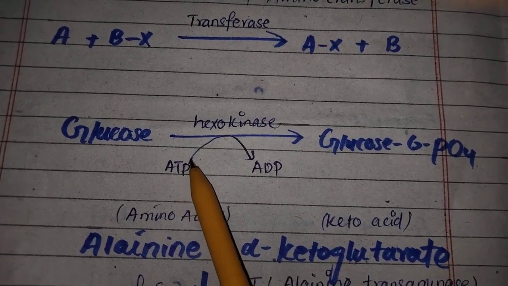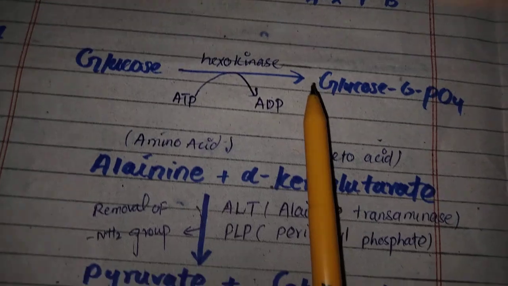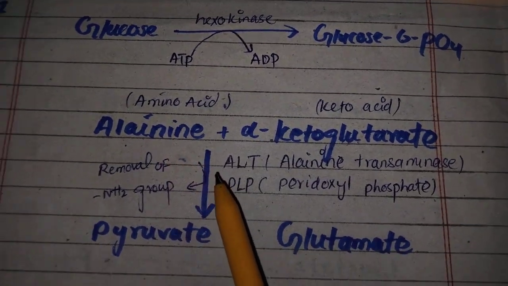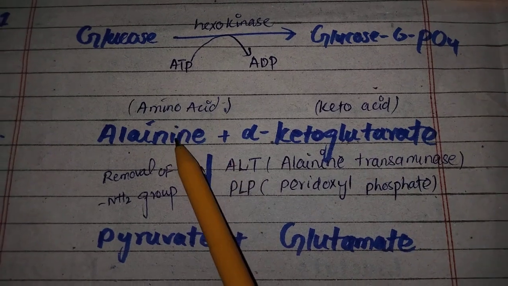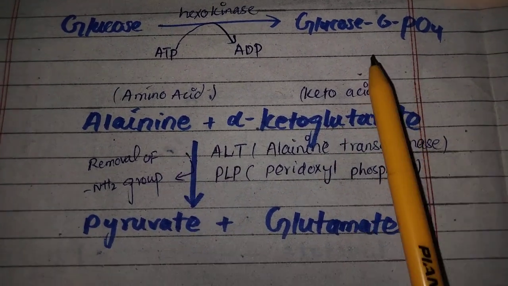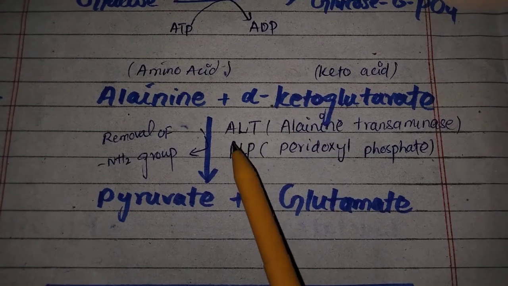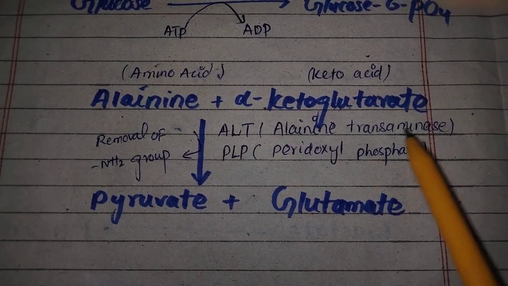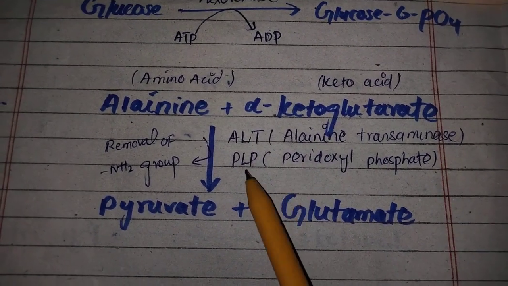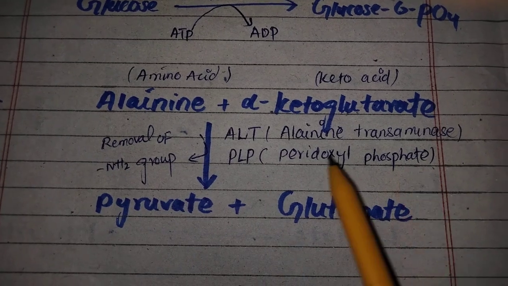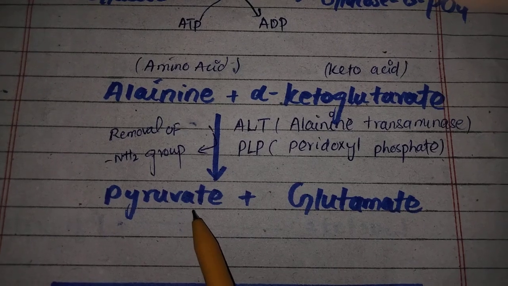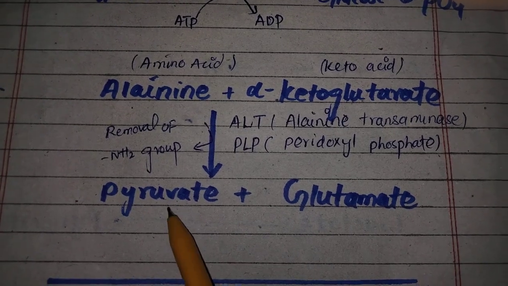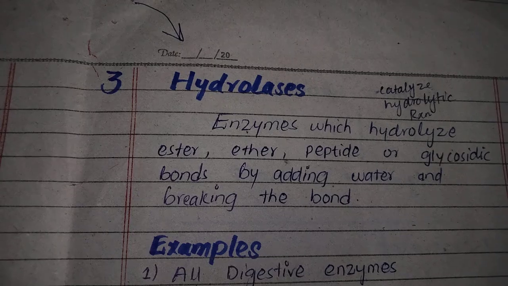Lost phosphate was transferred into glucose. Next examples of alanine plus alpha ketoglutarate. One is amino acid and this one is keto acid. Both interact in the presence of the enzyme alanine transaminase. Here coenzyme pyridoxal phosphate is used and the amino group was transferred. Hence the resultant compounds are pyruvate plus glutamate.